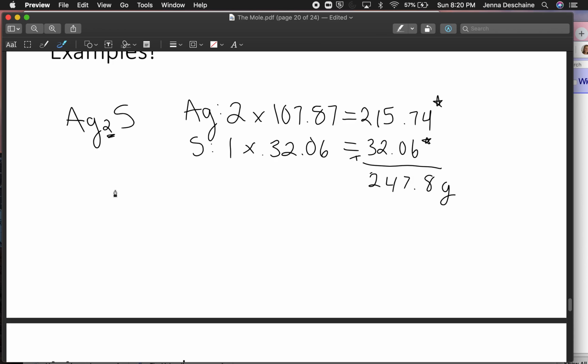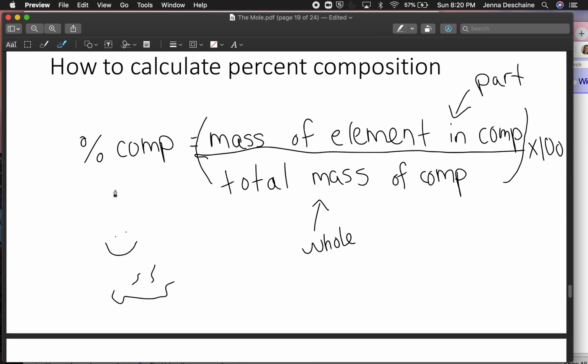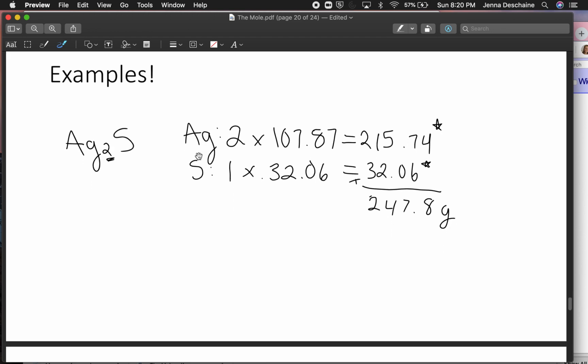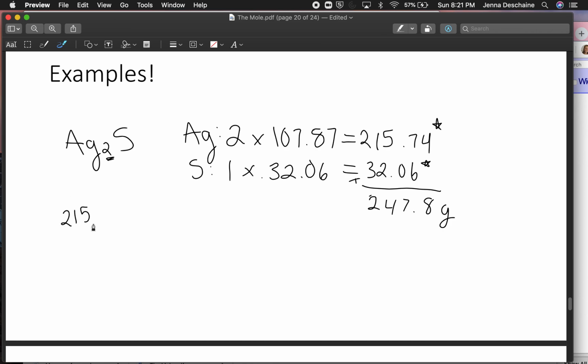So remember, if I go back to the slide before this, all right, the percent composition is the mass of an element in a compound divided by the total mass of the compound, okay? So if I wanted to find the percent composition of silver, I would take its total mass in the compound, which is 215.74 grams, and I'm going to divide that by the total mass of the compound, which is 247.8 grams.